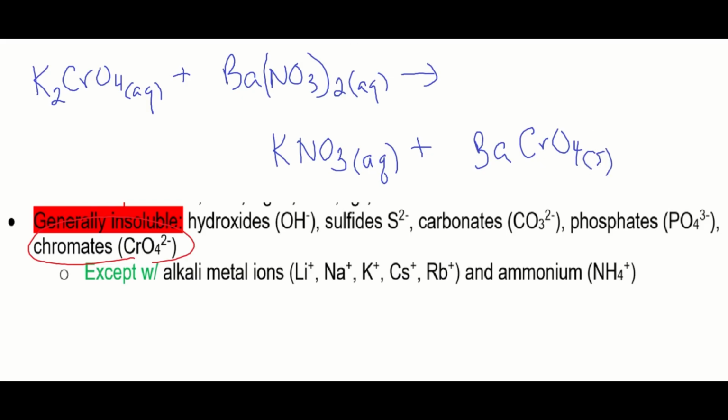Now let's balance this equation. There are 2 potassiums on the reactant side, so let's put a coefficient of 2 in front of potassium nitrate. That's also going to balance the nitrates out. So there's your balanced equation.